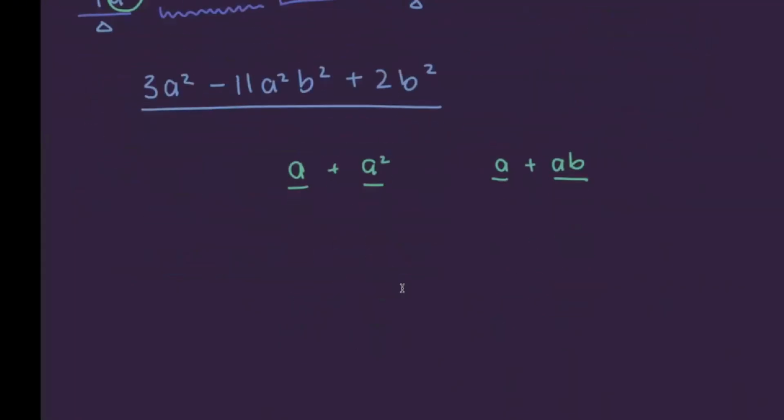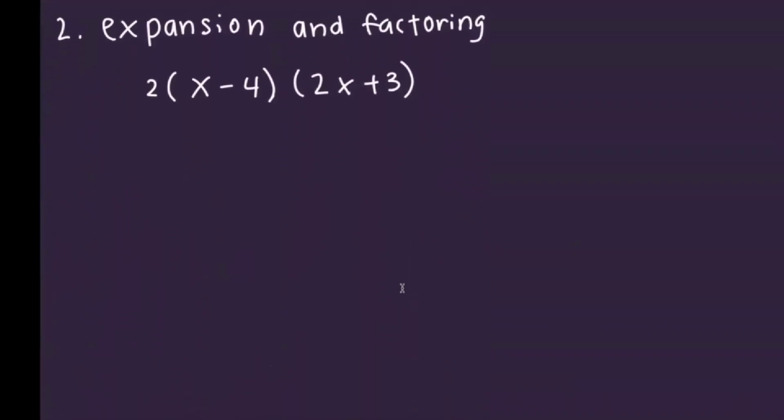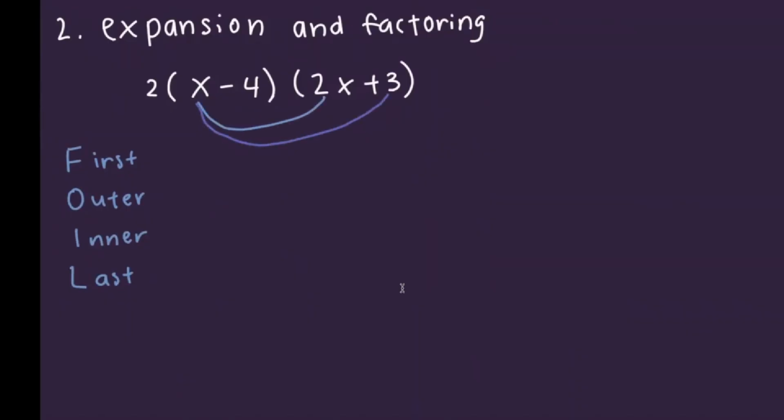Let's move on to number 2, expansion and factoring. Let's multiply out our second example. So first, let's do the parentheses. Many people like to expand using a method called FOIL. FOIL means first, outer, inner, and last. So we have the first, the outer, the inner, and the last.